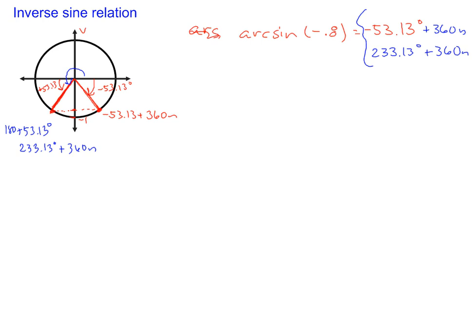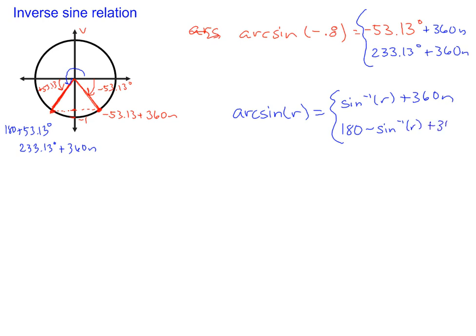Now I can't write that shorter in the way that I did for cosine. That's all I got. And in general, I can say that arc sine of a ratio r is equal to inverse sine of r plus 360n, and, convince yourself of this, 180 minus inverse sine of r plus 360n. If you don't buy that yet, I think that as we practice this in class, you will figure it out a little bit more in depth.